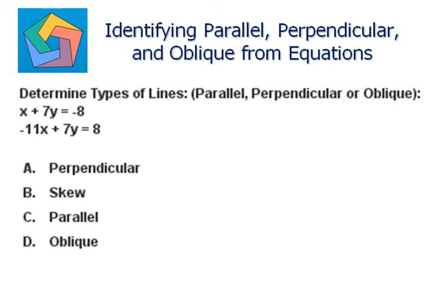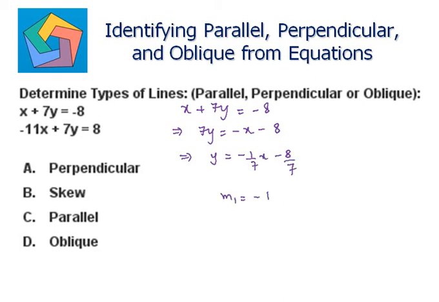Determine the types of lines, parallel, perpendicular or oblique. x plus 7y is equal to negative 8. Negative 11x plus 7y is equal to 8. First is x plus 7y is equal to minus 8. This implies 7y is equal to minus x minus 8, subtracting x both sides and dividing by 7 both sides, I get y is equal to minus 1 by 7 x minus 8 by 7. So m1 becomes minus 1 by 7.